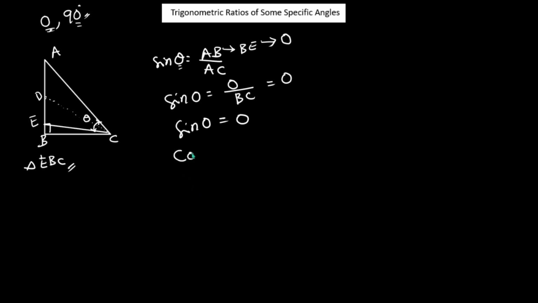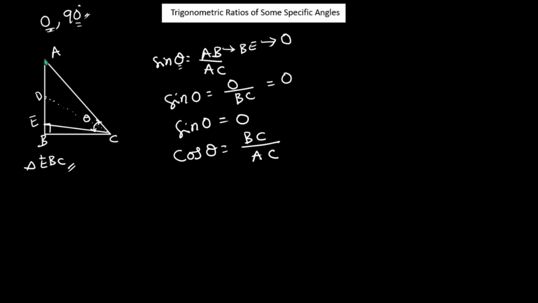What is cos theta? First we'll write cos theta. Cos theta is BC by AC, that means adjacent side by hypotenuse, right? Now it's a full angle here. So when theta keeps decreasing, is BC going to change anything? No, right? BC will be constant.